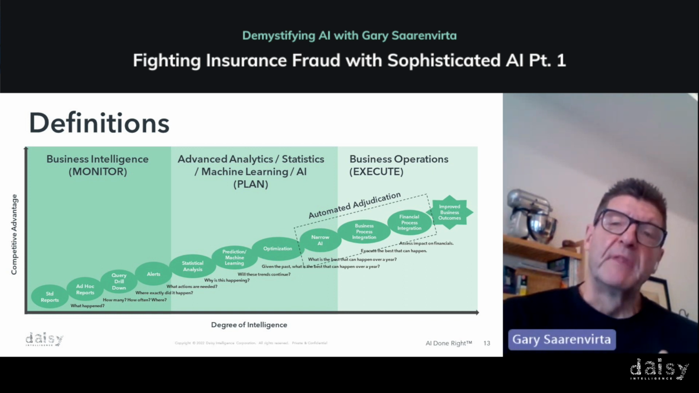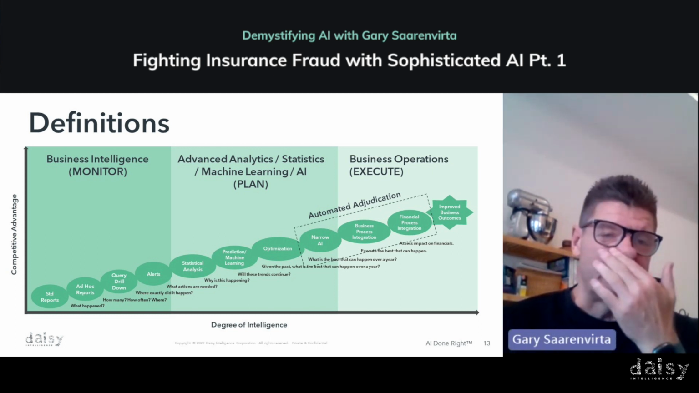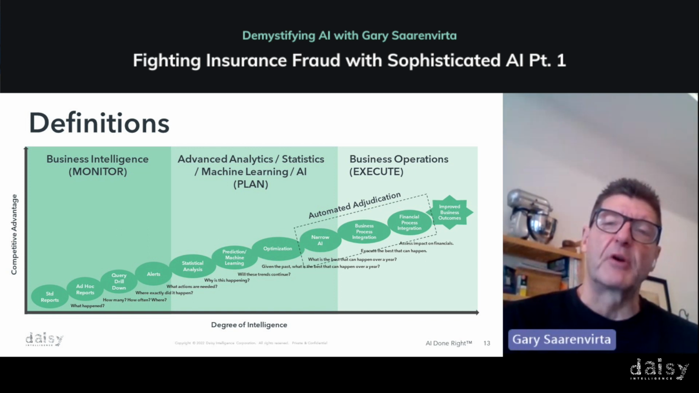And ultimately, this is where you need to integrate the technology with business and financial processes, and that will ultimately improve business process outcomes.